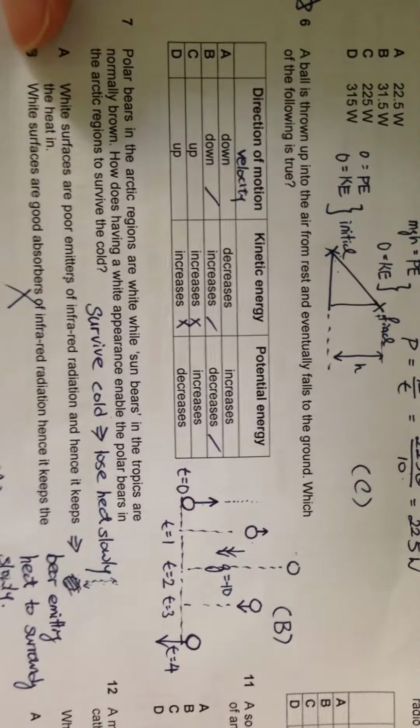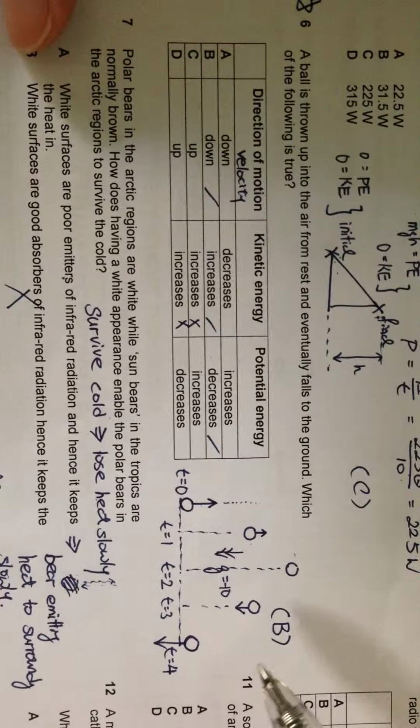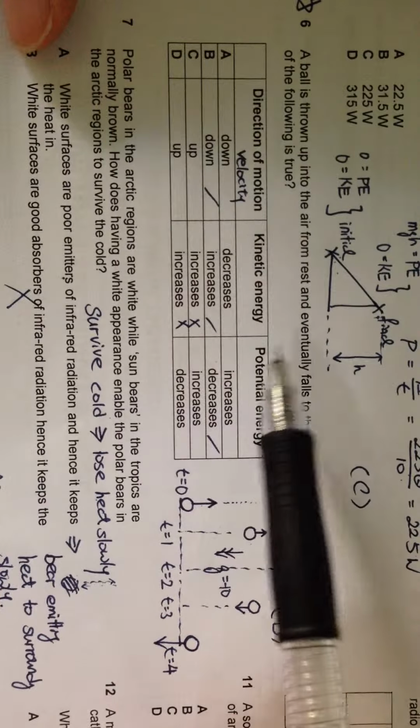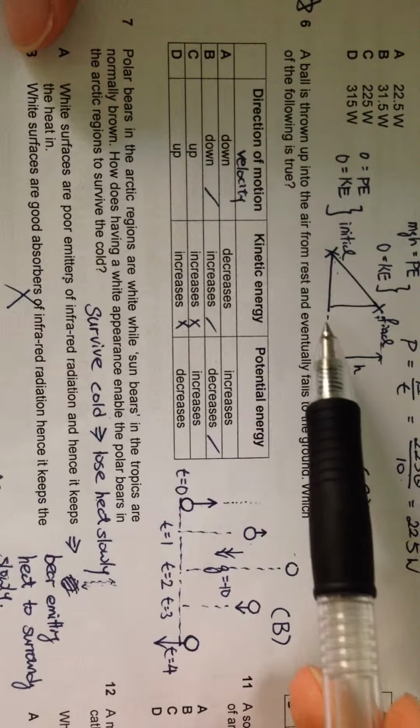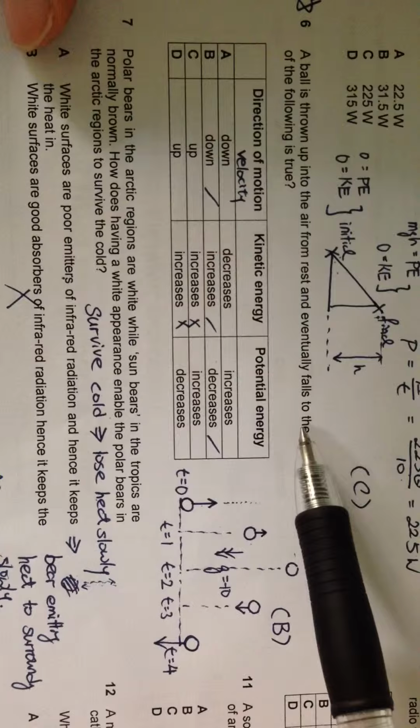Question 6, you need to be very systematic when you are trying to solve this question. So before looking at the distractors, let's break down the motion of the ball being thrown into the air from rest and eventually falling to the ground.